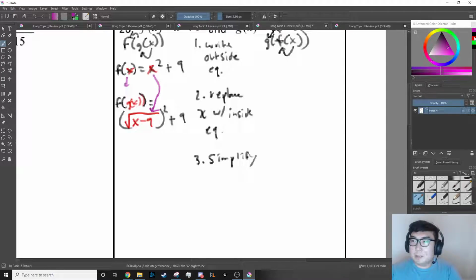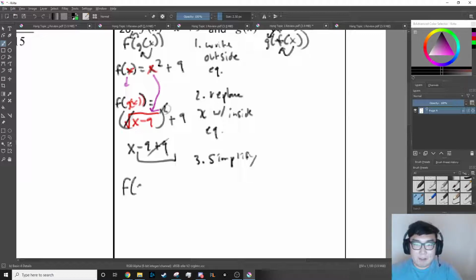So if I simplify this, I know that squares and square roots are inverses of each other. They're opposites of each other. So what really happens is that these two cancel. So it's x minus 9 plus 9. And this added together cancels, right? So f of g of x is equal to x.